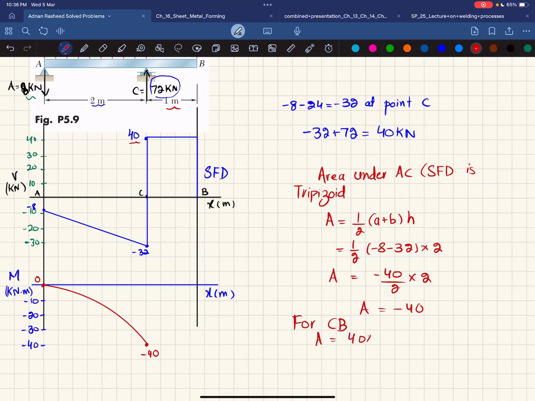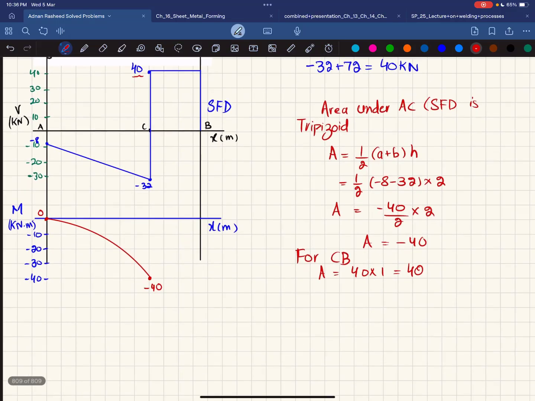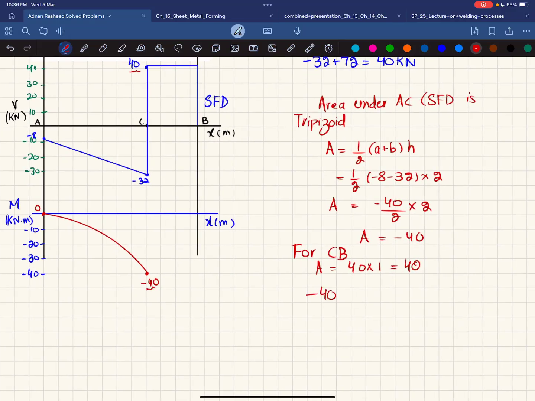So 40 multiplied by 1 is plus 40. Okay, so minus 40 is already there. So minus 40 plus 40 will give you 0 at point B. So bending moment at point B will be 0. It will be like here.